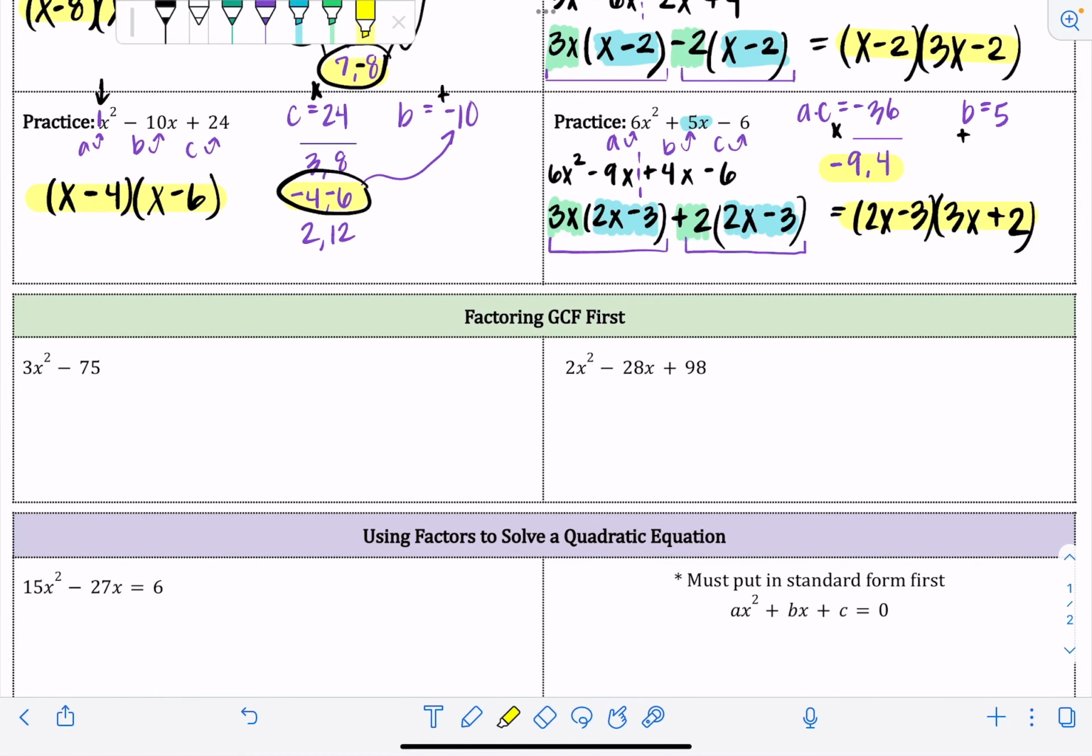Okay, so the next section is kind of like combining different factoring processes. Make sure that you're always checking for the greatest common factor first in any problem. The problems that we've done so far didn't have a greatest common factor that we can pull out, but now they will. It just depends on the problem.